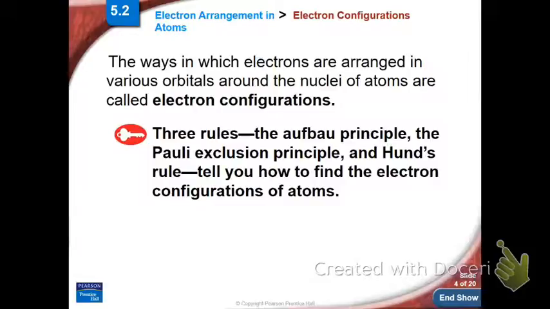Then there's the one that's called Pauli exclusion principle that says each one of those orbitals that I showed you can only hold 2 electrons.